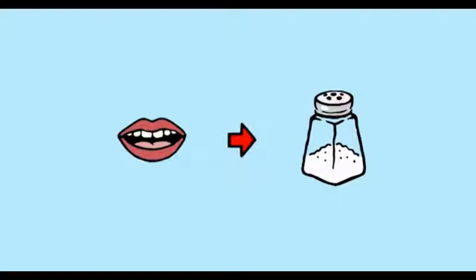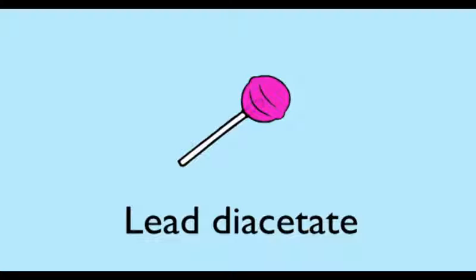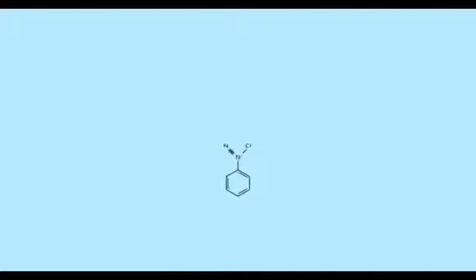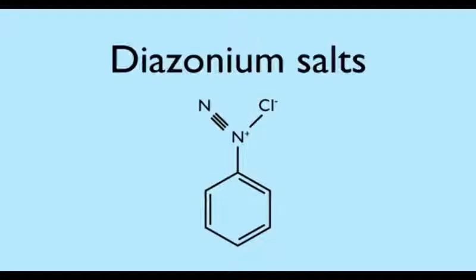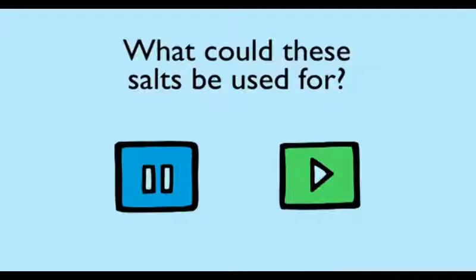Another common mistake is to think that all salts taste, well, salty. Again, this is wrong. Some taste bitter, and some even taste sweet, like lead diacetate. Unfortunately, it's also poisonous. Here's another more complicated salt with nitrogen in the cation. It's part of a family called the diazonium salts, which are all brightly coloured. Can you think what they might be used for? Pause and have a think, then resume.